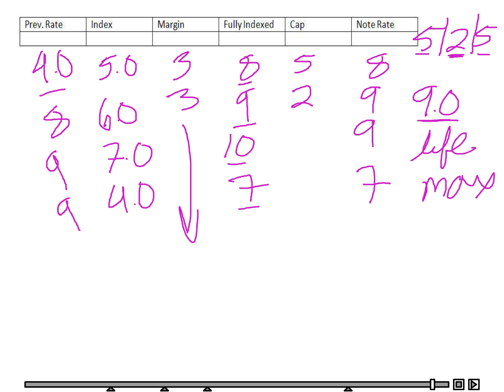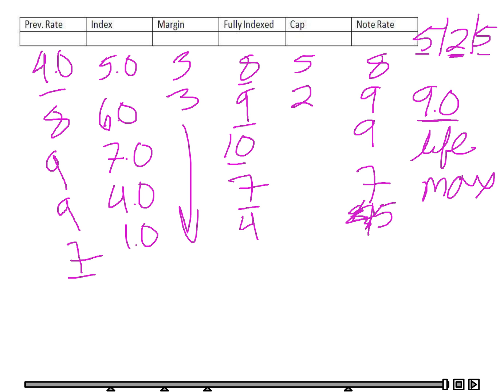And I lied. Let's go one more example. Previous rate is now 7. Let's say our index really drops and it's now 1%. That makes our fully indexed rate 4%, which is what we want to adjust to. But remember, the caps are only going to allow us to go up to 9 or down to 5, so we will adjust to 4. Excuse me, that is incorrect. We will adjust to 5 because the 4 is outside of the range.